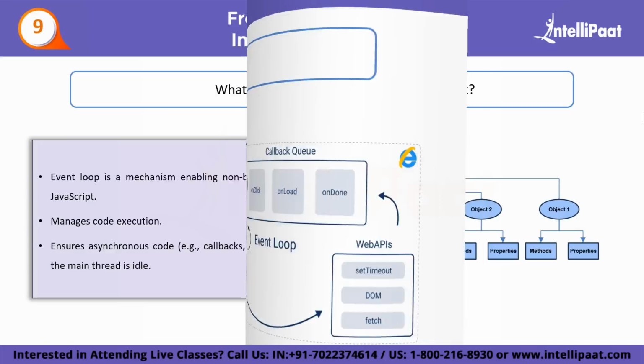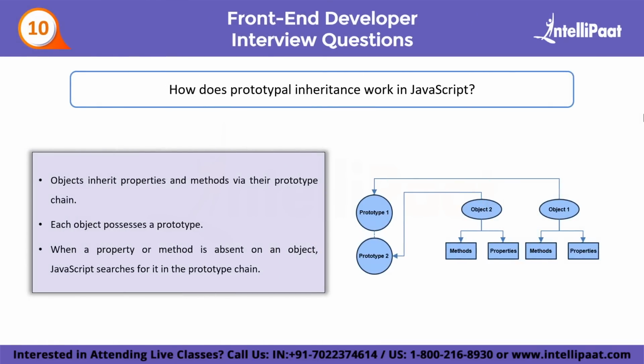Moving on to our next question. How does prototypal inheritance work in JavaScript? The answer to this question is, JavaScript uses prototypal inheritance, where objects can inherit properties and methods from other objects through their prototype chain. Each object has a prototype, and if a property or method is not found on the object itself, JavaScript looks for it in the object's prototype chain.